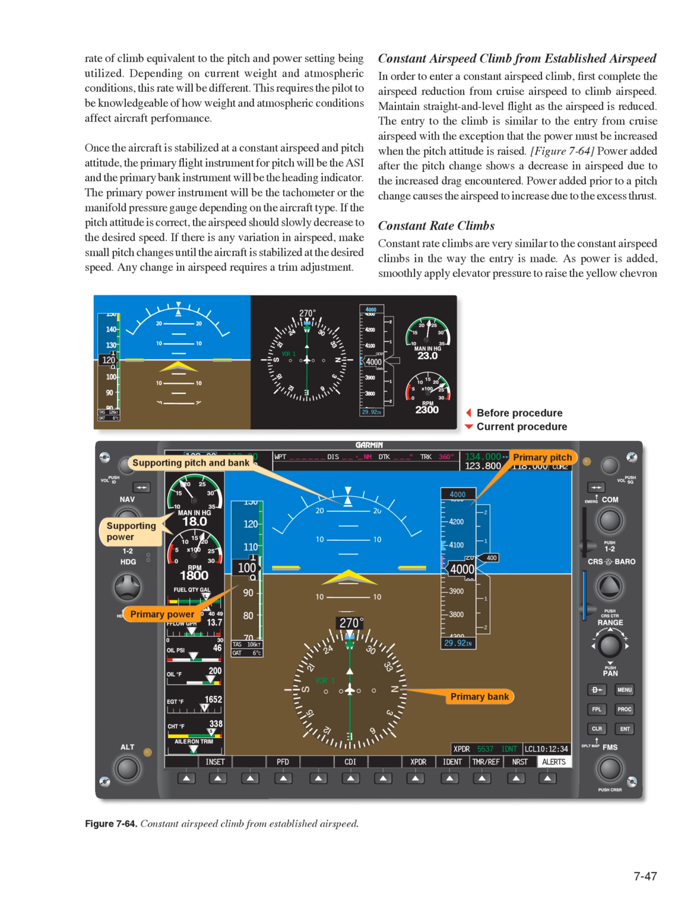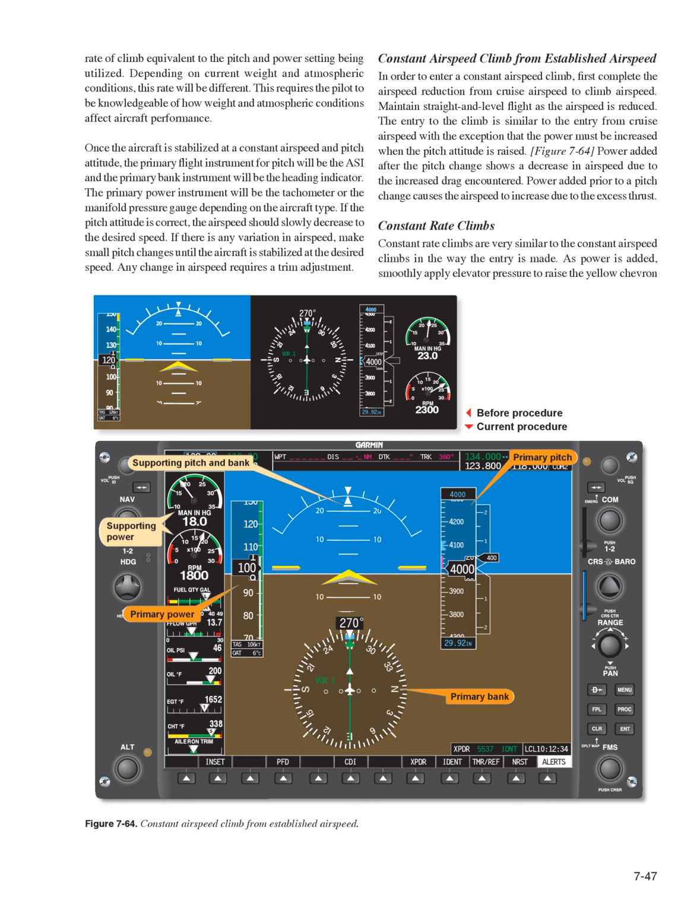Once the aircraft is stabilized at a constant airspeed and pitch attitude, the primary flight instrument for pitch will be the AC and the primary bank instrument will be the heading indicator. The primary power instrument will be the tachometer or the manifold pressure gauge depending on the aircraft type. If the pitch attitude is correct, the airspeed should slowly decrease to the desired speed. If there is any variation in airspeed, make small pitch changes until the aircraft is stabilized at the desired speed. Any change in airspeed requires a trim adjustment.